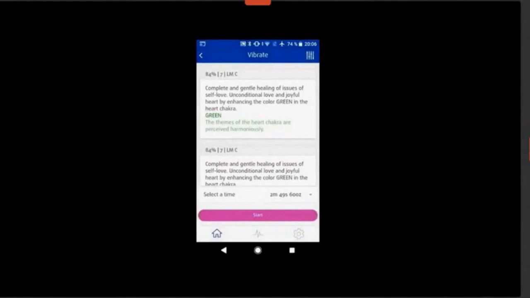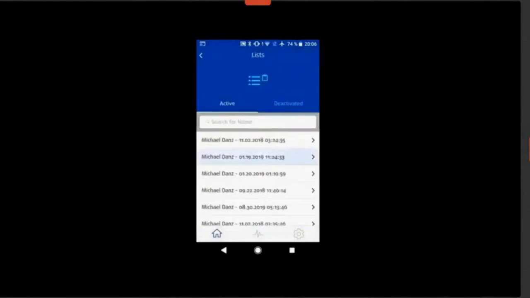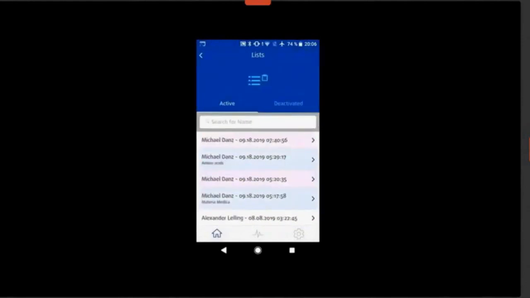Good. By the way, all the lists are available in the lists part, as you can see, and you can always delete them by swiping them to the left. You can rename them. I would advise you to rename them because otherwise you lose the overview. Just give them a name, heart chakra, and then immediately that was my heart chakra list. That is very advisable because otherwise if you have then 20, 30, 40, 50 lists, how can you keep track?